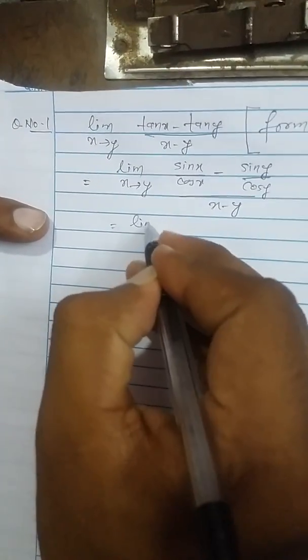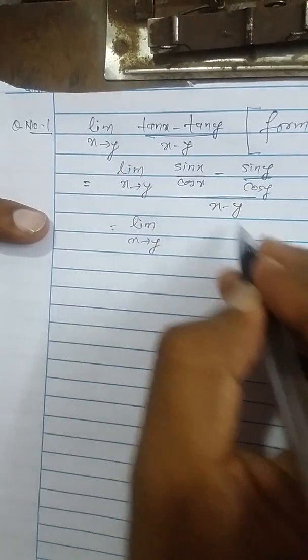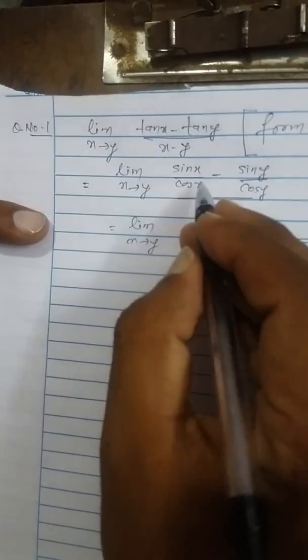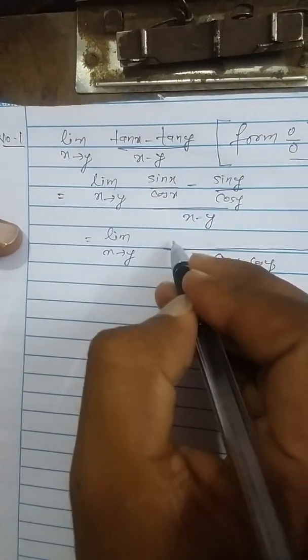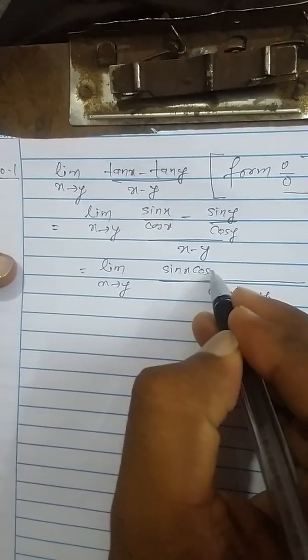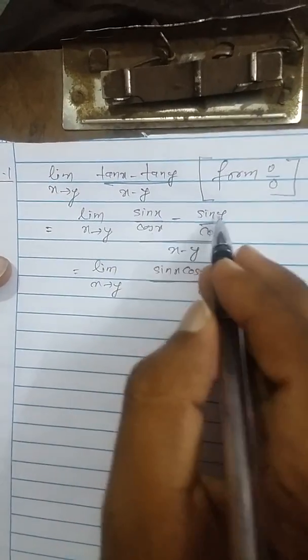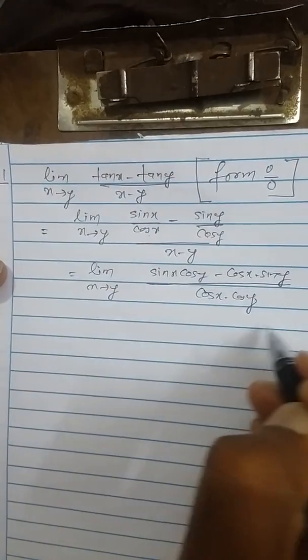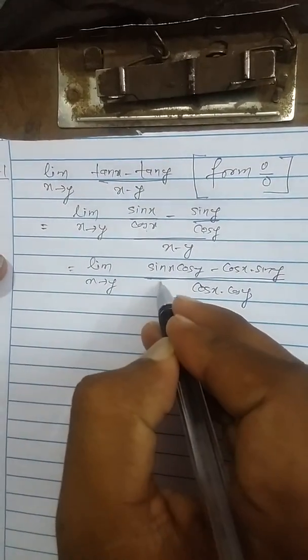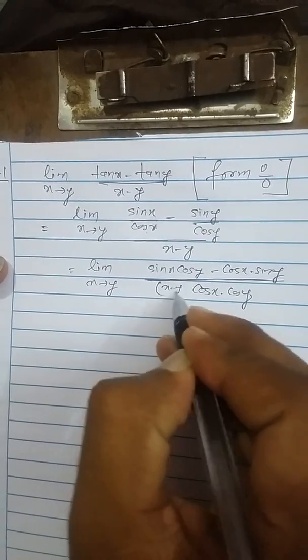This one limit x tends to y as it is. We are going to take LCM. What will be the LCM? LCM will be cos x into cos y. Then you are left with sin x into how much? Cos y minus cos x into sin y. This whole divided by x minus y can be written as x minus y here.